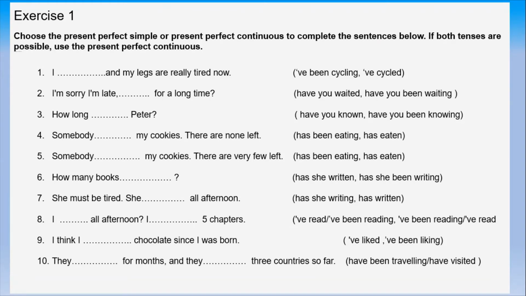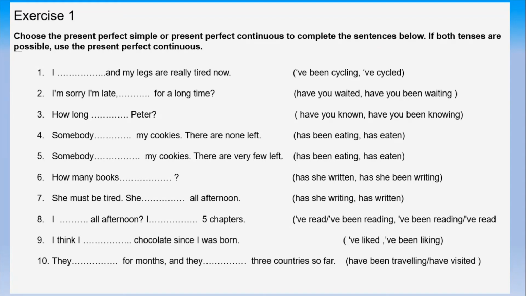All day. All this duration. And here is the present perfect continuous because there is duration. And the correct answer: she must be tired. She has been reading all afternoon. Use present perfect continuous with action verbs, dynamic verbs.